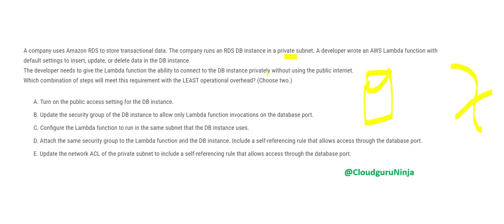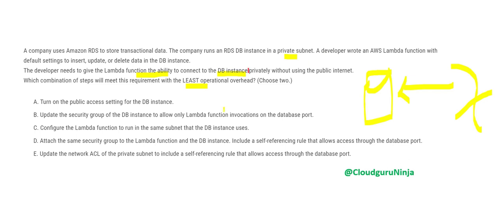So there is a Lambda code, and the developer needs the Lambda function ability to connect to database instance privately without using public internet. That means this guy should talk to this guy directly in a very secured manner, no internet. Plus we got to give a solution which has the least operational overhead. See, here it is not about cost, here it is about least operational overhead. Okay, there should not be pain. Whenever we talk about least operational overhead, that means less pain when you do these things.